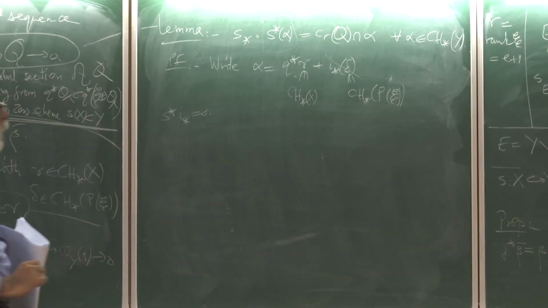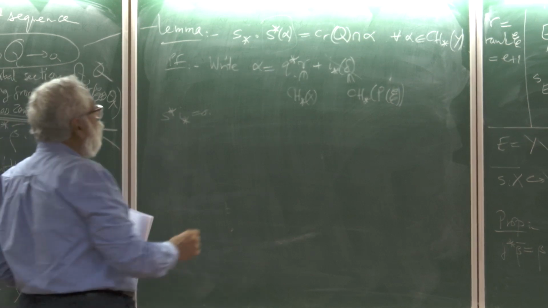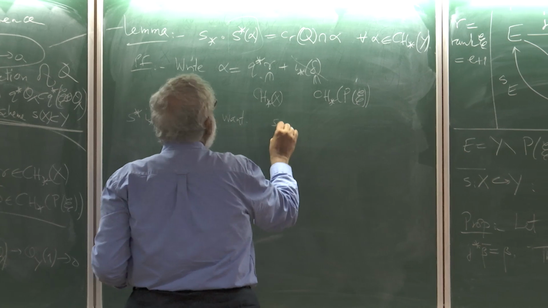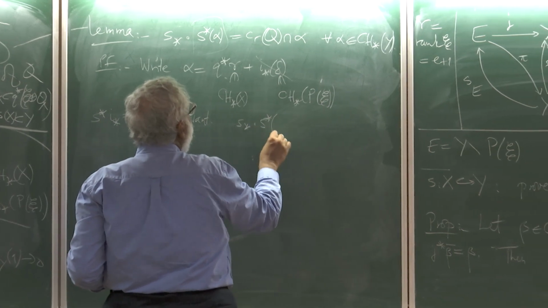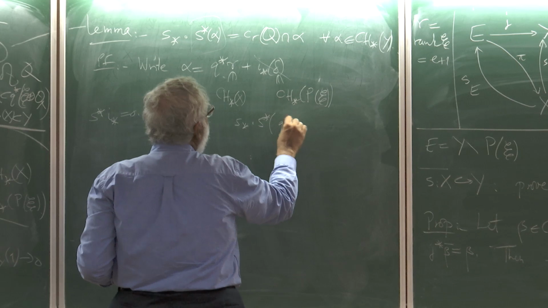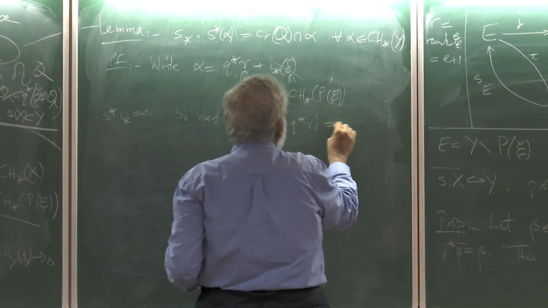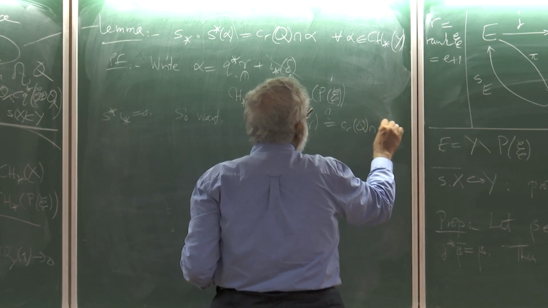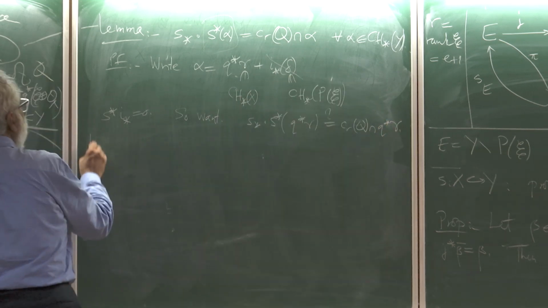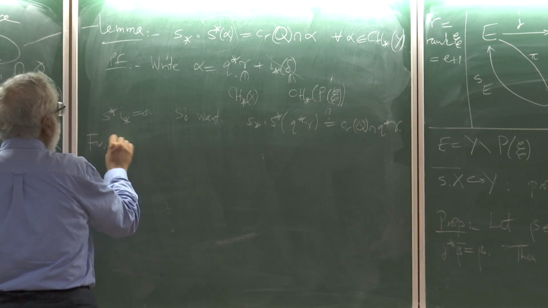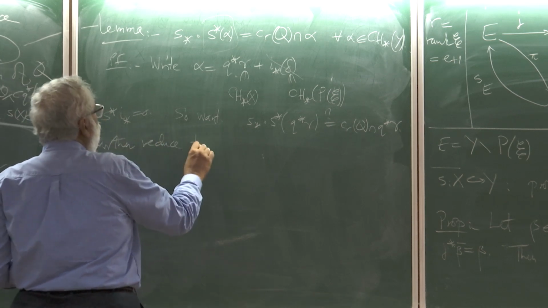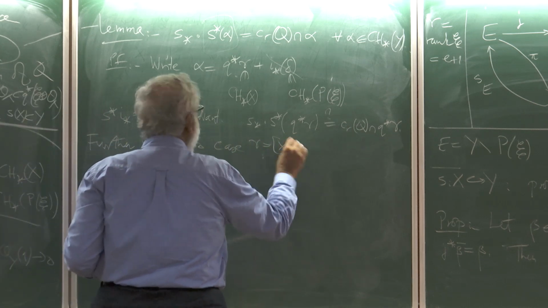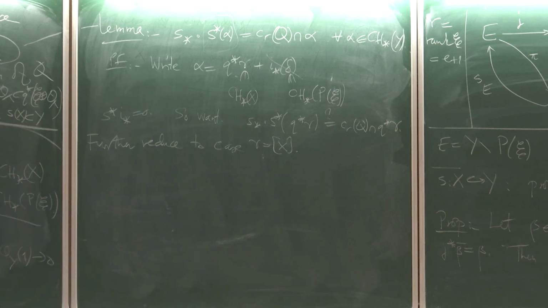So I only have to look at that one, as usual. So I want S lower star S upper star of Q upper star of gamma equals CRQ intersection Q upper star of gamma. Further reduce to the case where gamma is just the class of X itself, by usual projection formula games.